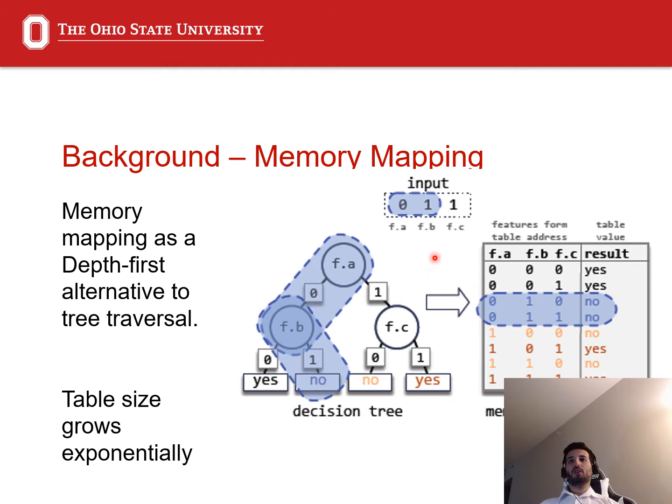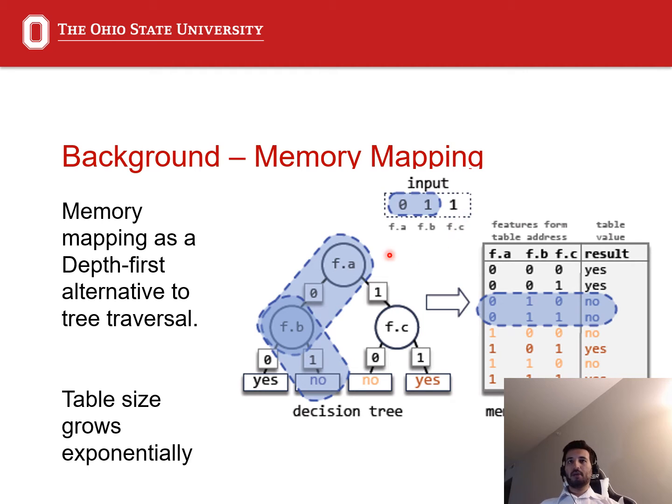It is a transformation of the decision tree into a table-like structure in which every entry can be looked up in constant time. For example, in this decision tree, every possible leaf of the tree can be mapped into one row of this table and therefore can be indexed in constant time given the input features.